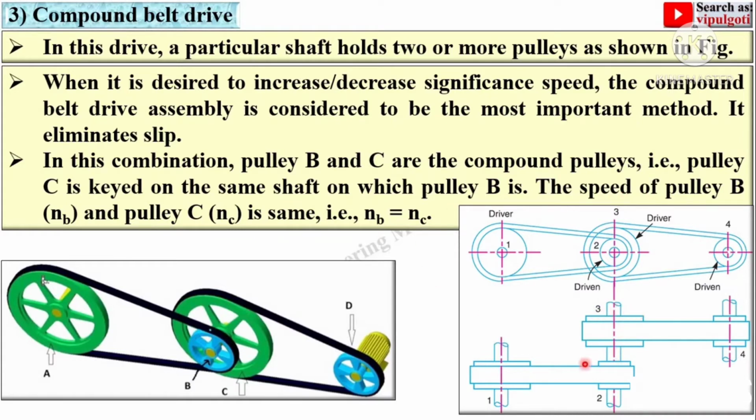The speed of pulley B is exactly equal to the speed of pulley C. So you can say the number of revolutions of B is exactly equal to the number of revolutions of pulley C.